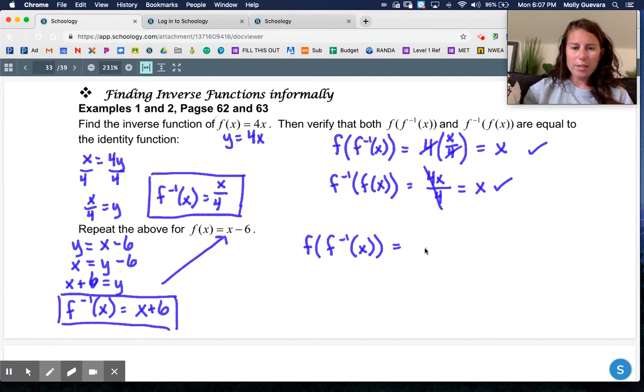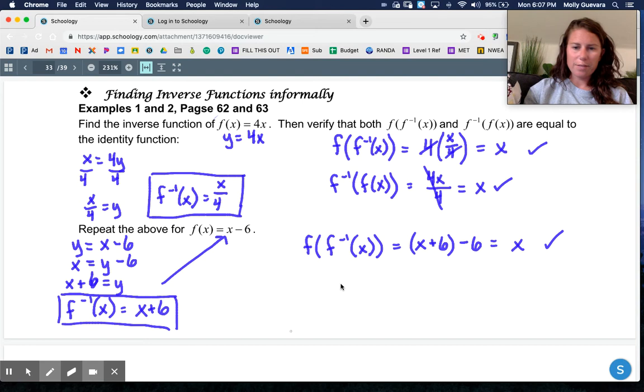Okay, so instead of x minus 6, it's x plus 6 minus 6. You don't really need the parentheses, but sometimes it's helpful to see that I'm taking my x plus 6 and I'm plugging it in for x. Well, the 6's cancel, and I just get x.